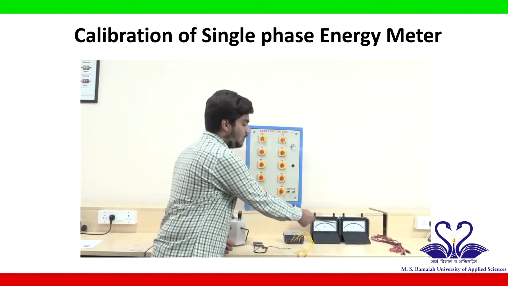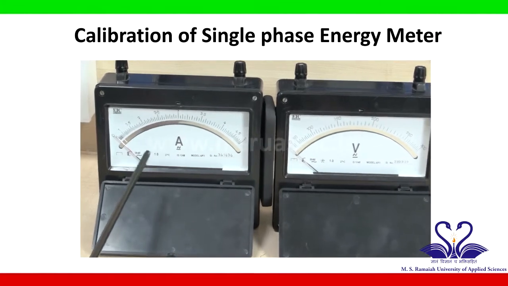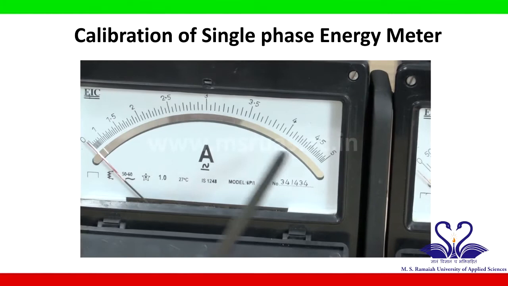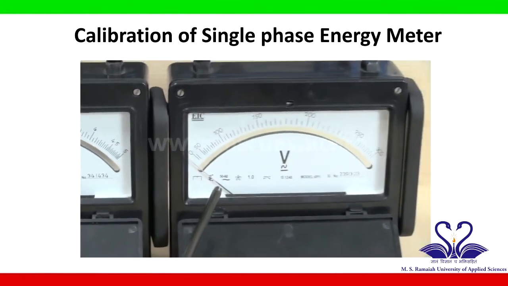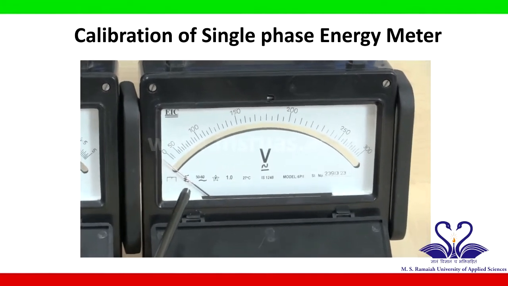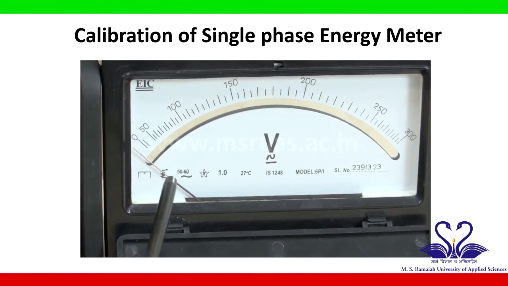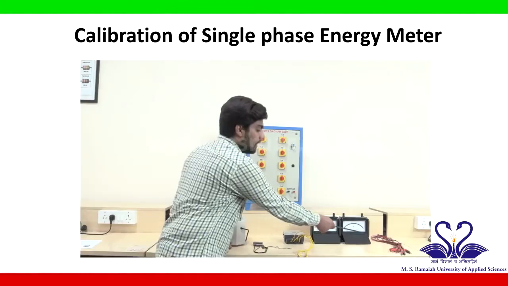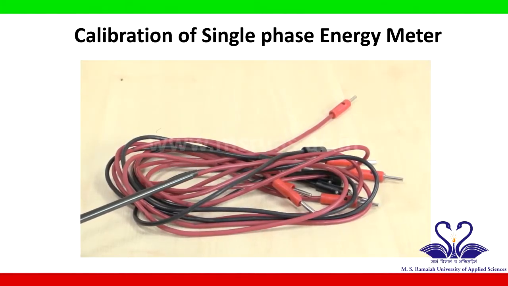Ammeter, voltmeter. This is ammeter used to measure current flowing through the circuit. The range of ammeter that is being used for this circuit connection is 0 to 5 amps. This is voltmeter that is used to measure voltage that is being given to the system. For this particular experiment, we have taken 0 to 300 volts range of voltmeter. And patch cords: these are connecting wires used to connect the circuit.